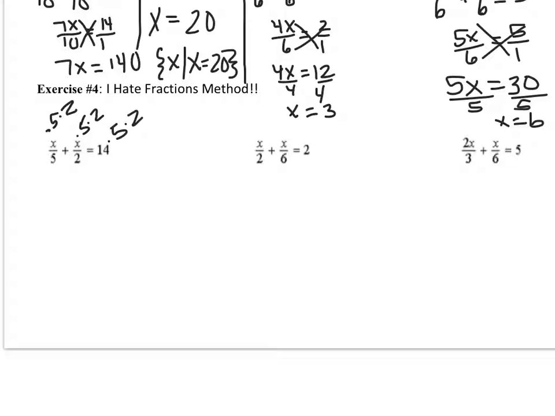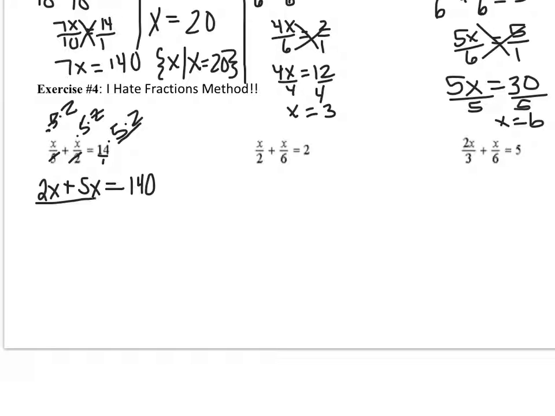Now look what happens when we do that. In this first term, we have a 5 in the top and a 5 in the bottom. Guess what? Those cancel out. You're left with just 2 times x, which is 2x. In this second term, this 2 in the bottom cancels with this 2 in the top. You're left with 5 times x, or just plus 5x. On this side, you have nothing to cancel with in the bottom because this 14 is just over 1. So you just multiply 14 times 5 times 2. Well, 5 times 2 is 10. 10 times 14 is 140. See? You hated fractions, so you got rid of them.